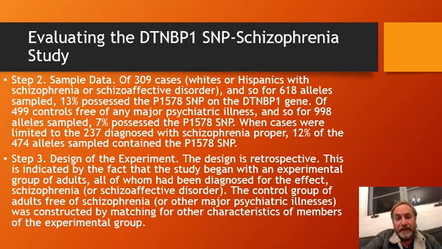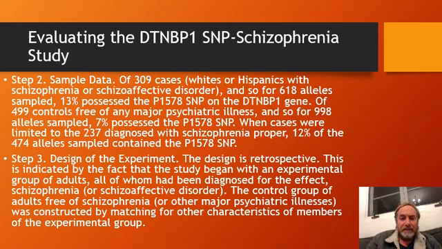All right, step two, what is the data? Well, of 309 cases, white or Hispanics with schizophrenia, again, the cases means you had schizophrenia or schizoaffective disorder, 13% of those cases had the polymorphism, and of the 499 controls, 7% had the polymorphism. When you limited it to only schizophrenia, it was 12% of the cases that had the polymorphism.